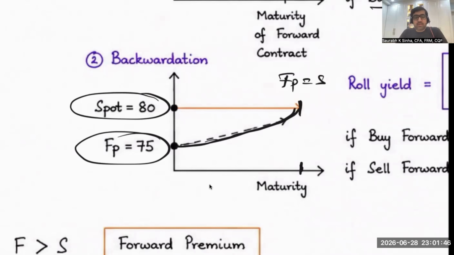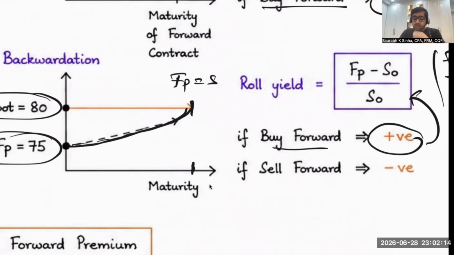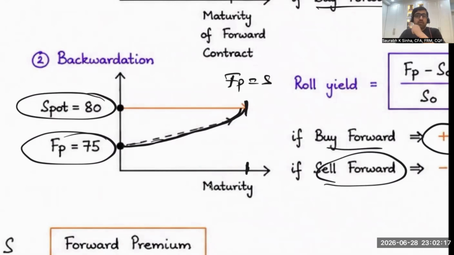If they converge in the future at maturity, then FP is going to be equal to spot, that is 80. So if you buy the forward contract, then it is going to be a favorable decision for you because the 75 will rise and will become 80. Or you can say in the future, you're going to buy in the forward contract at 75 and sell in the spot market at 80. So if you buy the forward contract, you will have a positive roll yield. You will make a profit of 5. But if you sell the forward contract, if you entered as a seller of a forward contract, then you have an obligation to sell at 75 whereas in the market the underlying asset is trading at 80.